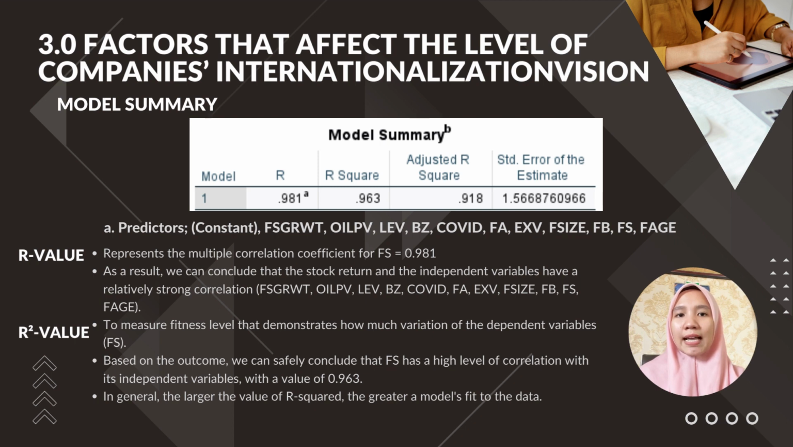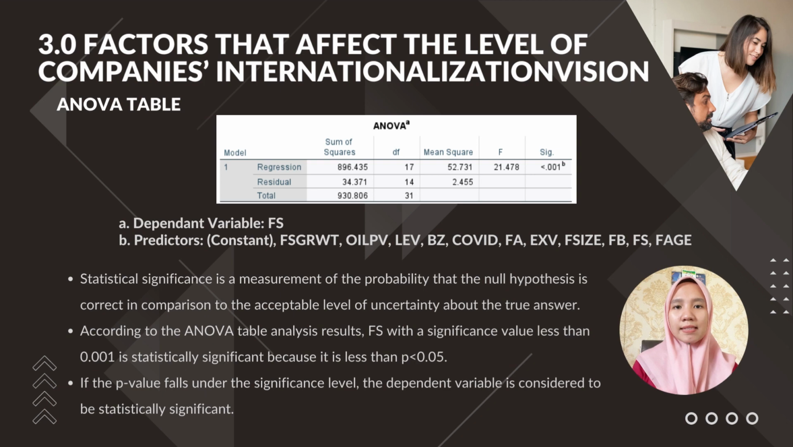In general, the larger the value of R square, the greater a model's fit to the data. Statistical significance is a measurement of the probability that the null hypothesis is correct in comparison to the acceptable level of uncertainty about the true answer. According to the ANOVA table analysis results, Fs with a significance value less than 0.001 is statistically significant because it is less than p 0.05. If the p-value falls under the significance level, the dependent variable is considered to be statistically significant.